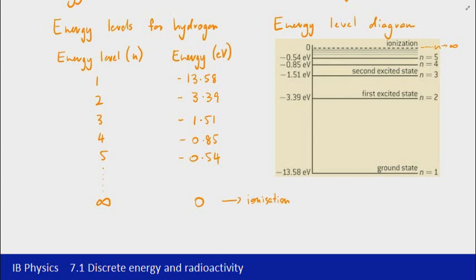Keep in mind here also that this is just hydrogen. There are different energy level diagrams for every element, but we'll only be dealing with hydrogen, as I said. And the other thing that's important here is not just the energy levels themselves, it's the transitions between those energy levels. We'll have a look at that in more detail in the next video.